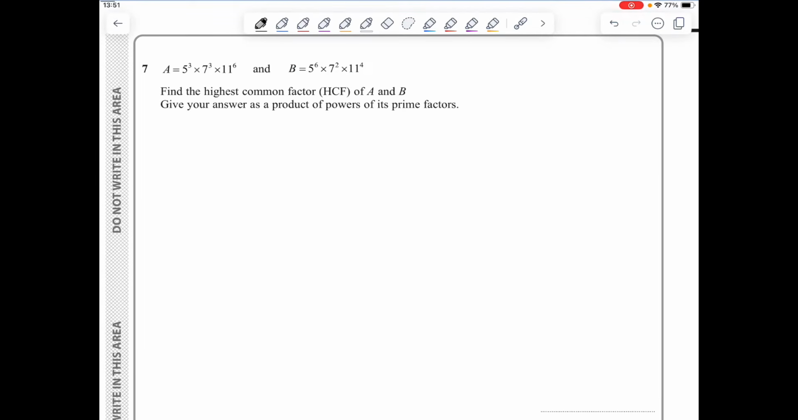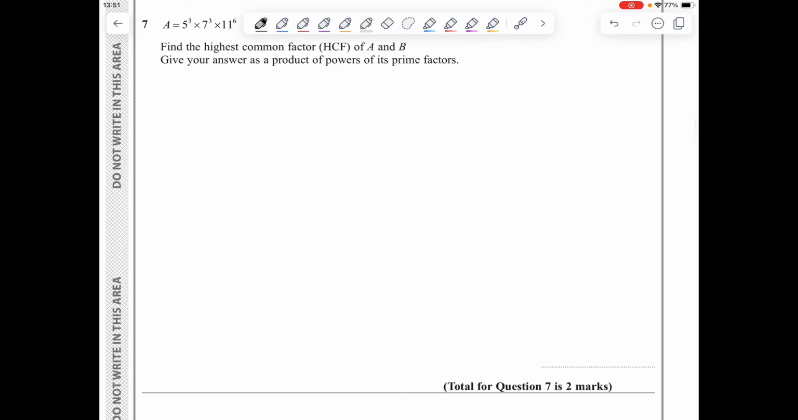For question 7, I want the highest common factor of the two numbers. This is equal to the product of all the common factors to their lowest powers. So common factors are 5, lowest power is 3, times 7 to the power of 2, times 11 to the power of 4, and you can leave your answer like this.